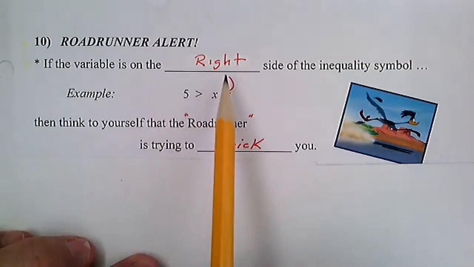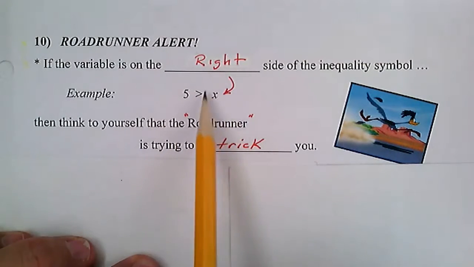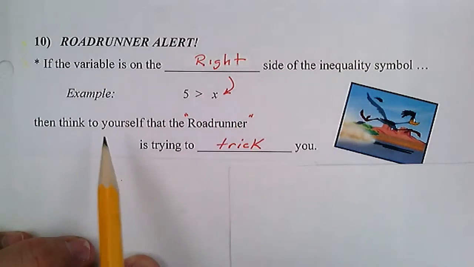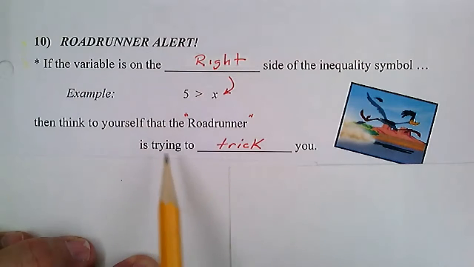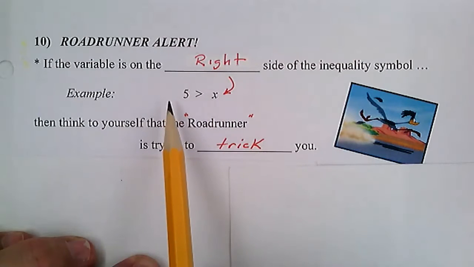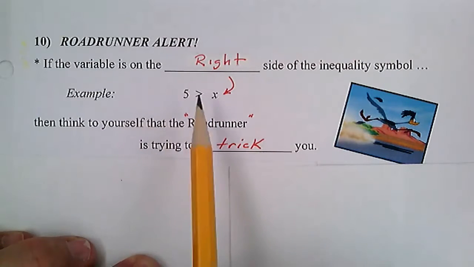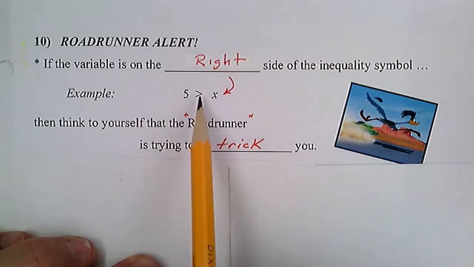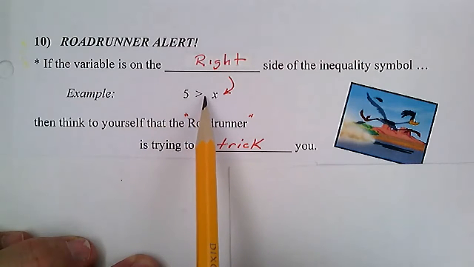If the variable is on the right side, this is the right side, okay? If it's on the right side, then I want you to think of the Roadrunner as trying to trick you. This is not where it's supposed to be. It's supposed to be over here on the left side. That should be a clue that, hey, the street sign is not correct. We need to change our street sign.